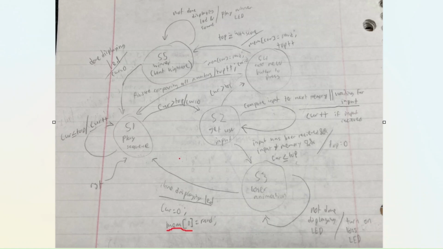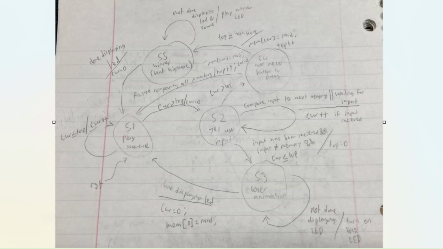Mem is sort of an array. Each element of this array stores what button number has to be pressed in a sequence of moves. Cur is a pointer to the array used to access memory locations. Top is a pointer to the top of the array, or it can show the number of moves the user has to press. There are 5 states in this machine, and it starts with S1.